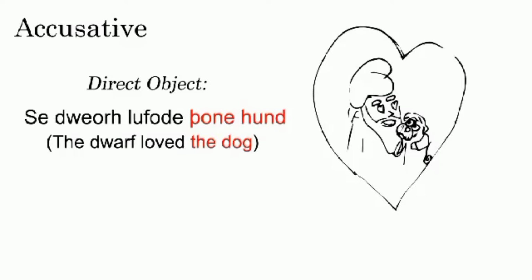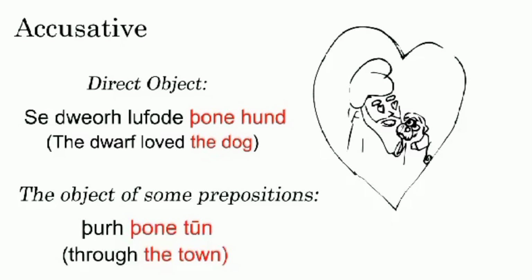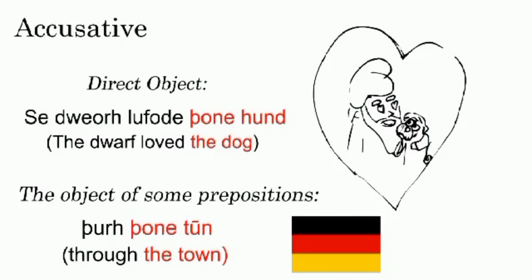In addition, the accusative is used for the object of some, though not all, prepositions, as in "þurh þone tun," through the town. Those of you who've learned German will remember the lists of prepositions that go with either the accusative or the dative. Old English is similar in this respect. Some go with the accusative, some go with the dative.